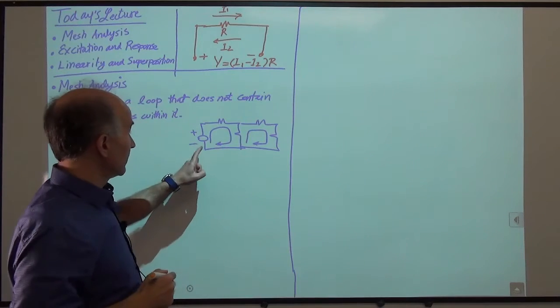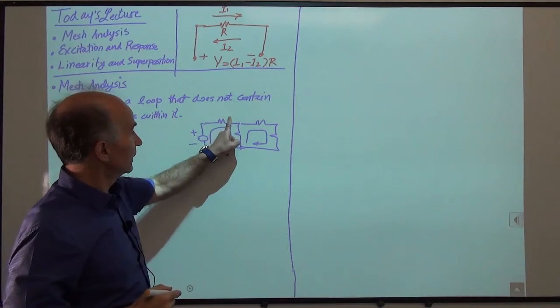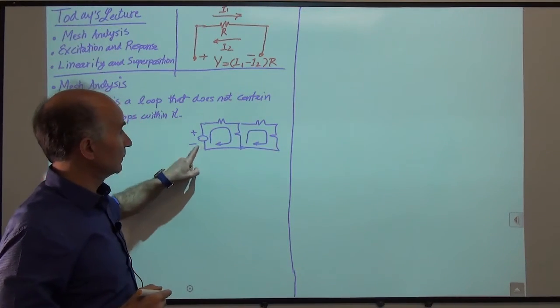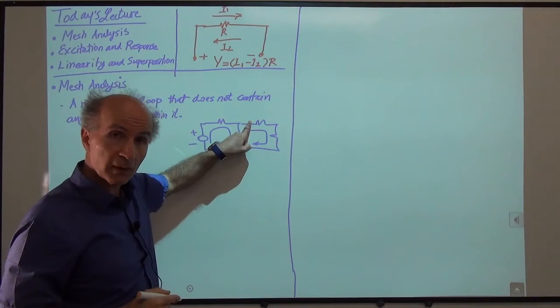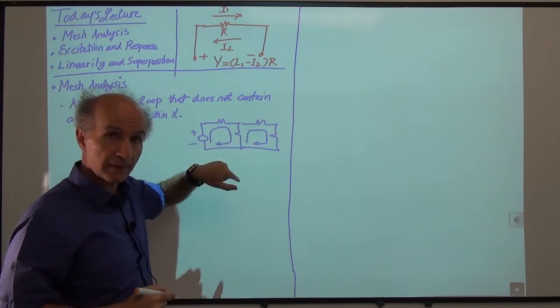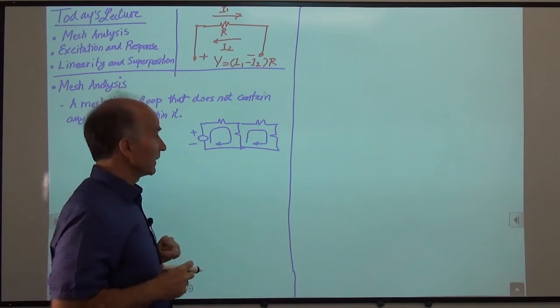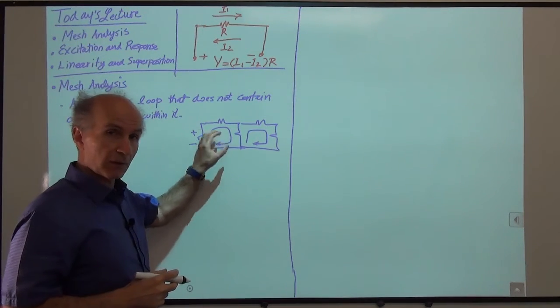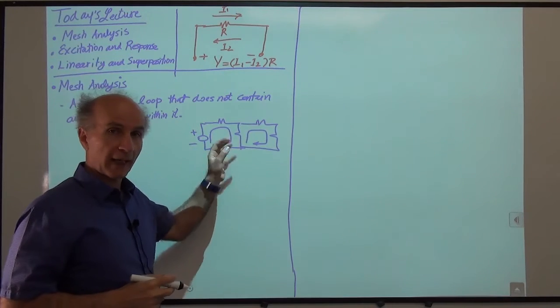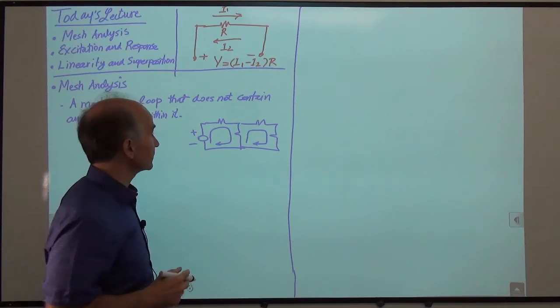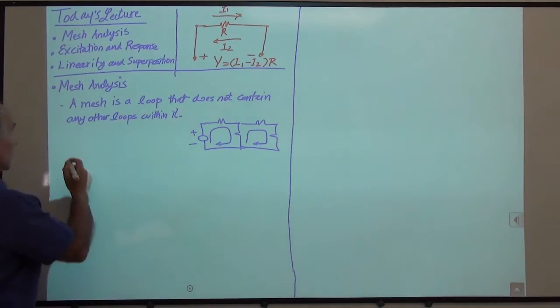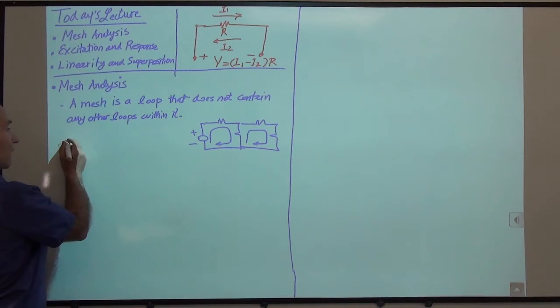But this loop, this is a loop, right? This is a perfectly legitimate loop. That loop is not a mesh because it includes these two meshes. So this circuit has only two meshes. That's what we have to remember. It's pretty easy to identify the meshes because they're the smallest loop that you can have in each part of the circuit. Okay, so now mesh analysis proceeds in the following steps.